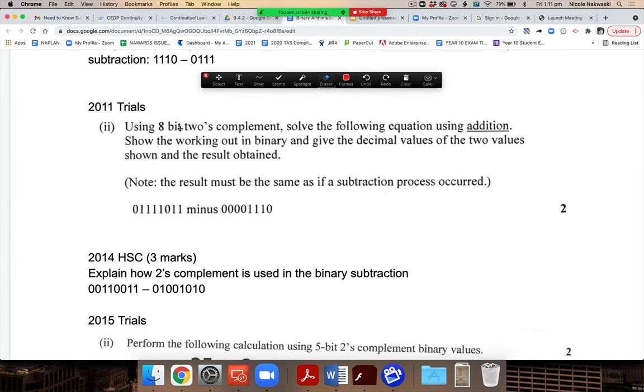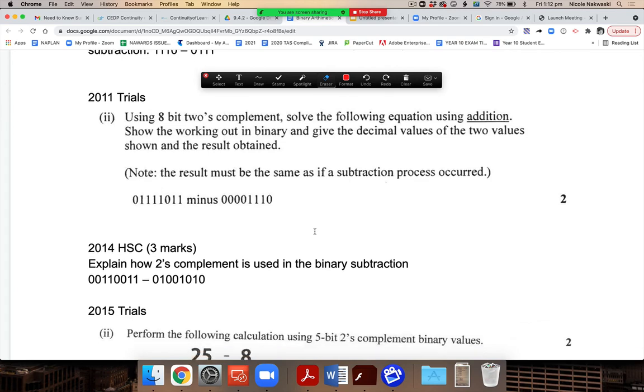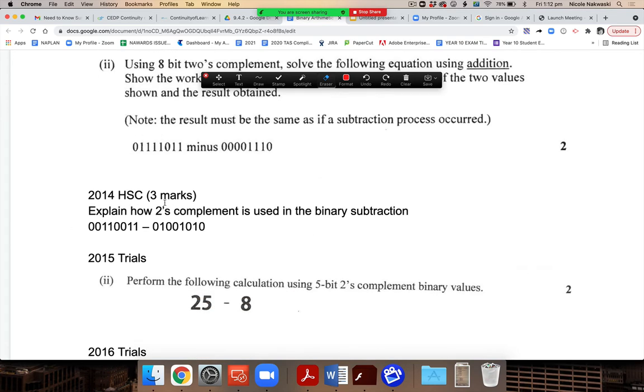So using 8-bit 2's complement, solve the following equation using addition, show out the working in binary, and give the decimal value of the 2 values shown and the results obtained. Okay, so this is a hard one. This is 2011 trials. This is a hard one. Or explain how 2's complement is used in the binary subtraction.